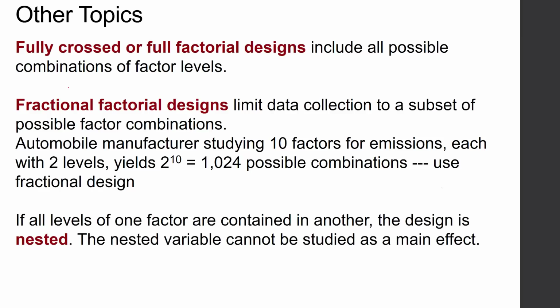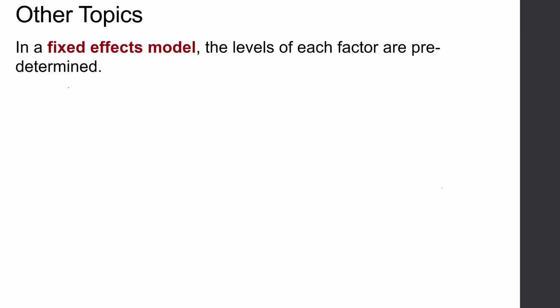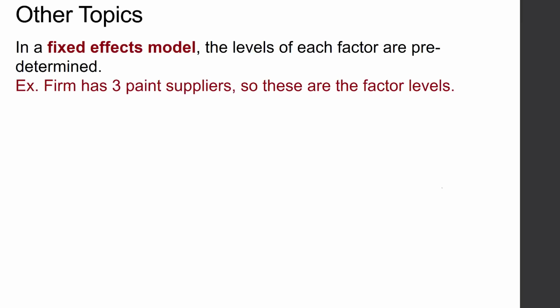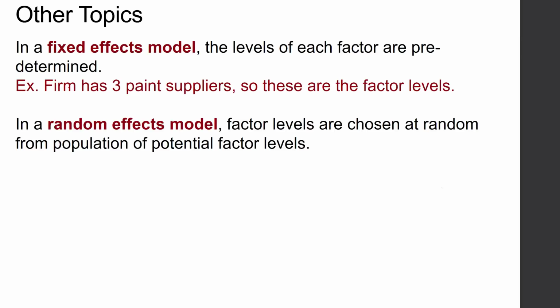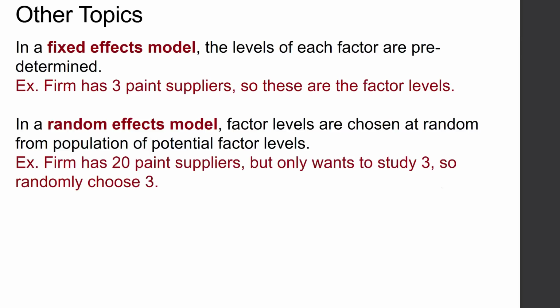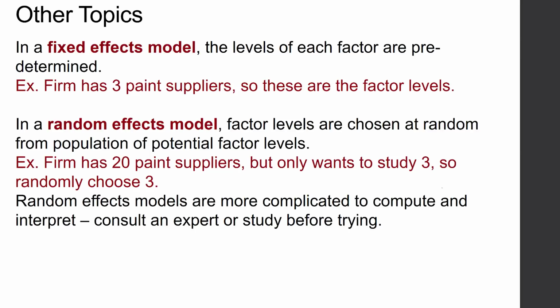If all levels of one factor are contained inside another, the design is called nested. The nested variable cannot be studied as a main effect because it's inside of another effect. In a fixed effects model, the levels of each factor are predetermined. These are the models we're working with. For example, a firm has 3 paint suppliers, so these are the 3 factor levels. In a random effects model, factor levels are chosen at random from a population of possible factor levels. Example, a firm has 20 paint suppliers but only wants to study 3, so you randomly choose 3. Random effects models are more complicated to compute and interpret. Consult an expert or study before trying.